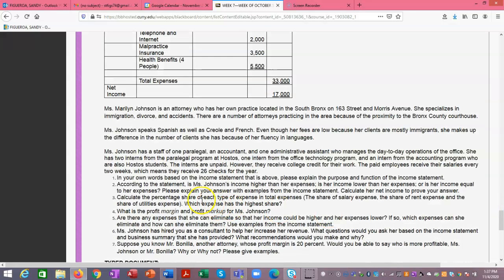Now, here are the questions. Number one, in your own words, based on the income statement, please explain the purpose and function of the income statement. There were no figures on that one. You're not doing any calculating. According to the statement, is Miss Johnson's income higher than her expenses? Is her income lower, or is her income equal to her expenses? Please explain your answer with examples from the income statement. Calculate her net income to prove your answer. The net income is here. The figure is here. How did I get that figure?